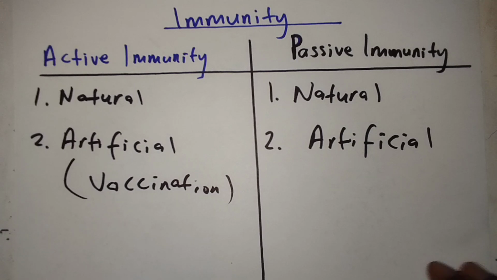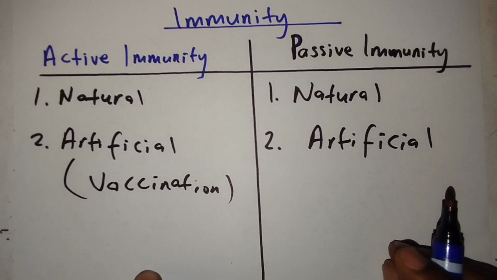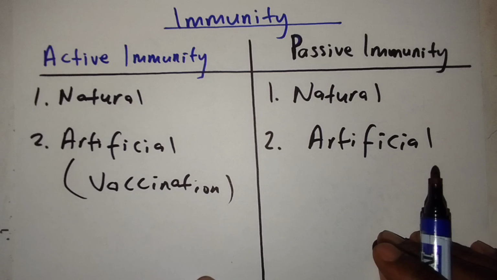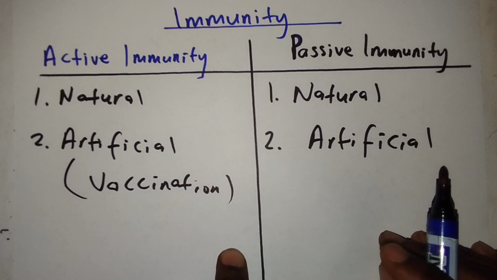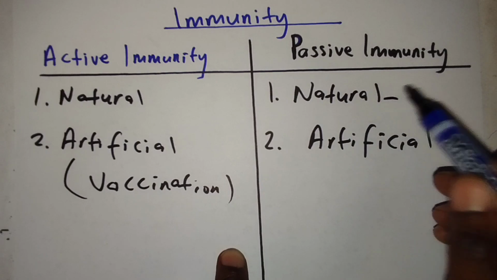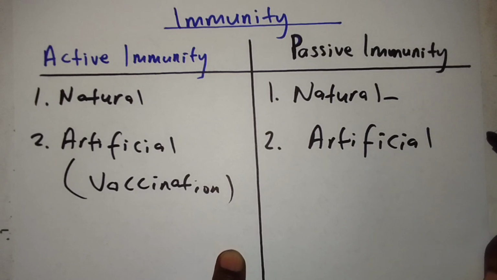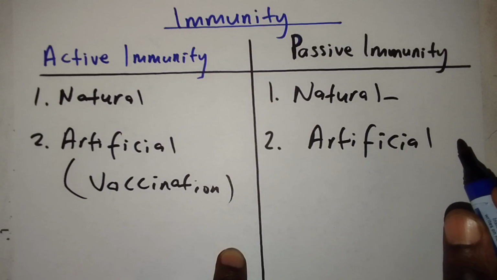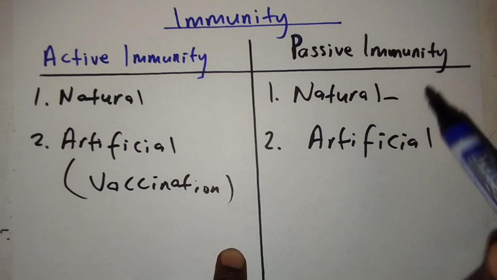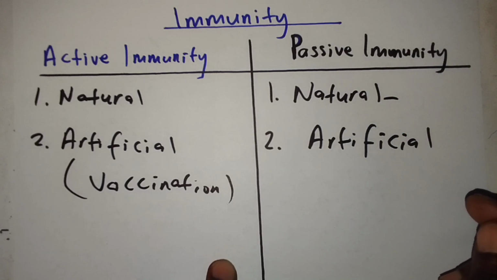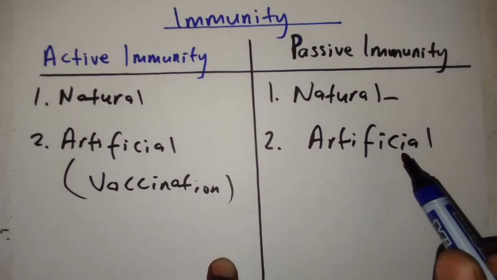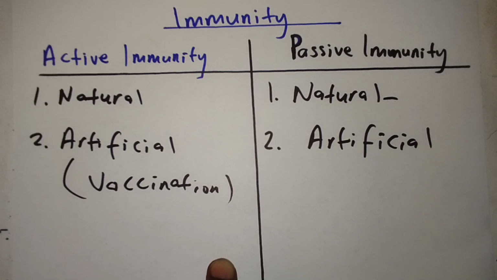Okay, under passive immunity, also there are two categories, natural and artificial. I said earlier that passive immunity, you get it when ready-made antibodies are brought into your body. The ready-made antibodies can be brought into your body naturally through breastfeeding. The breastfeeding mother's milk contains the antibodies. So when the baby is getting milk from the mother, the baby gets the antibodies also with the milk. So the baby attains natural passive immunity because the antibodies were brought into the body of the baby in a natural way, that's through breastfeeding.